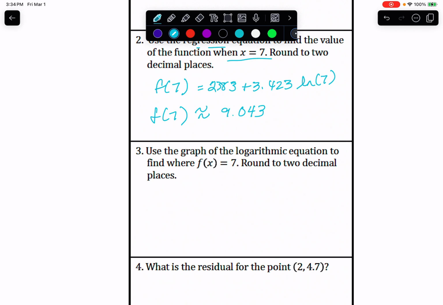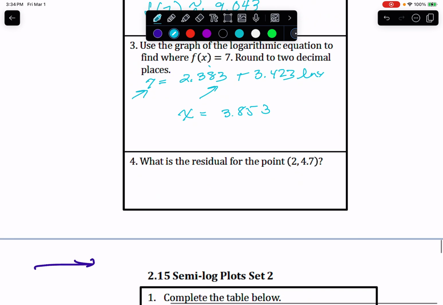Number 3, use that graph of the equation to find where f of x is equal to 7. So you're going to be doing this on your calculator, so you're going to say 7 is 2.383 plus 3.423 ln of x, and you're going to make 7 y1 and that side of the equation y2, and look for the intersection, so you should get x equals 3.853.